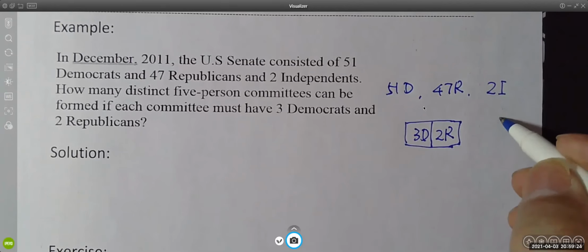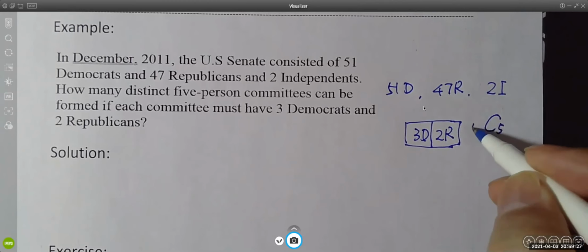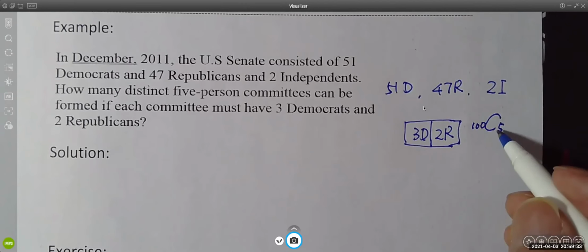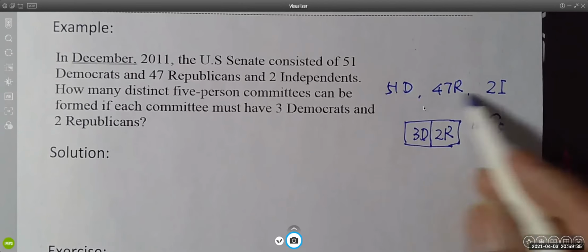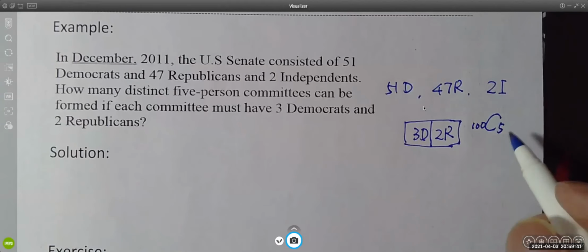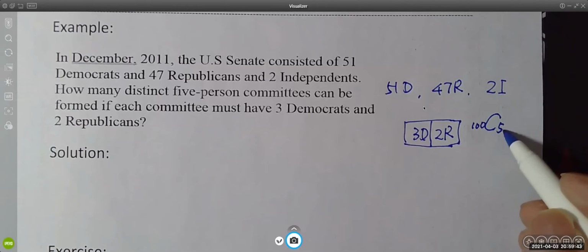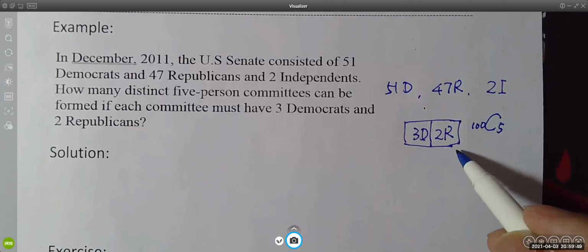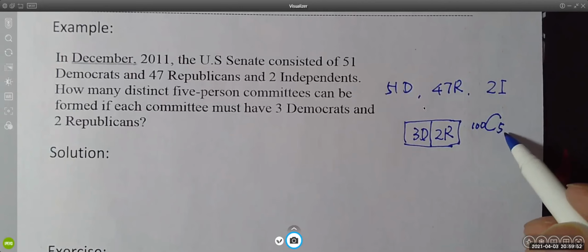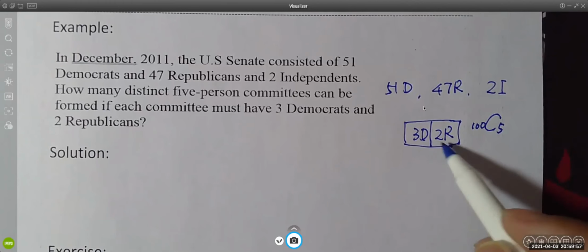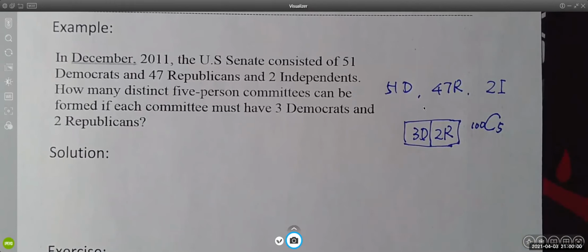But if you do a combination like this, 5 out of 100, that will be totally wrong. The reason is that this way assumes we randomly select 5 people out of 100 people, so that everybody gets an equal chance to be selected. In that case, there's no way you can guarantee these 5 selected people will have the required structure. You could have all 5 Democrats, that's absolutely possible, or all 5 Republicans, or any other combination. As long as it's not this structure, it's invalid.